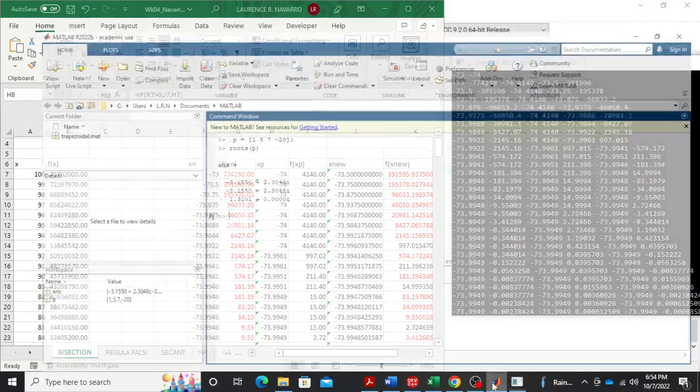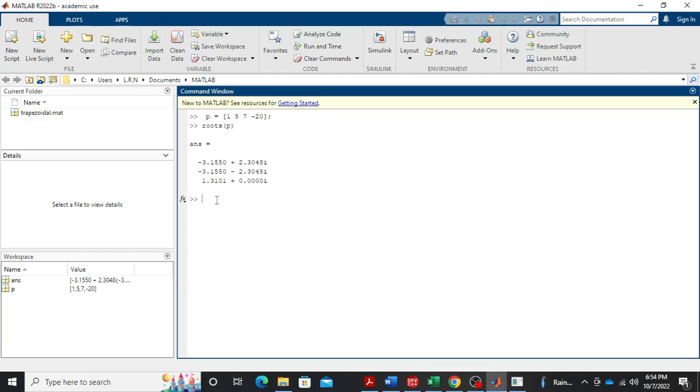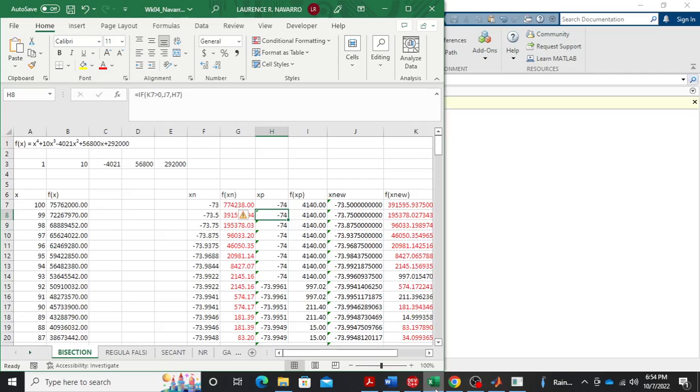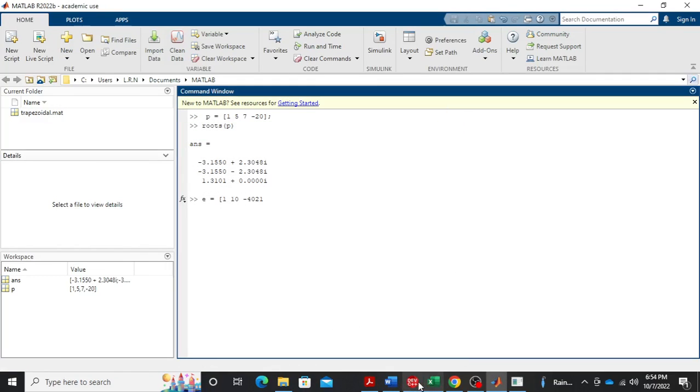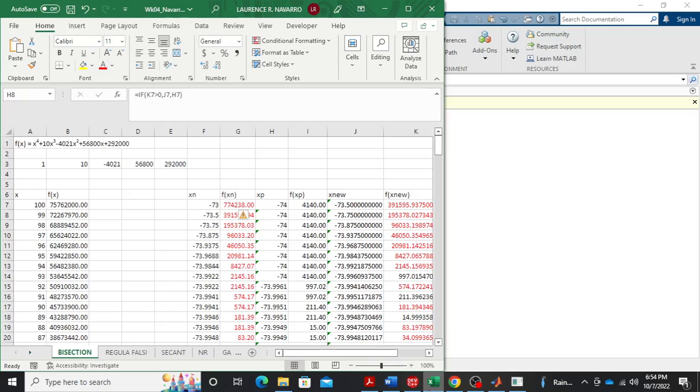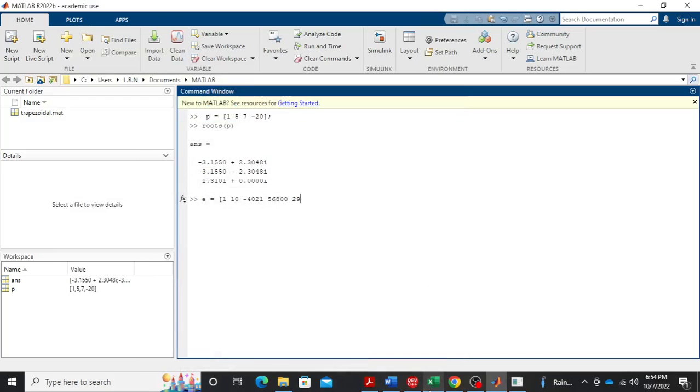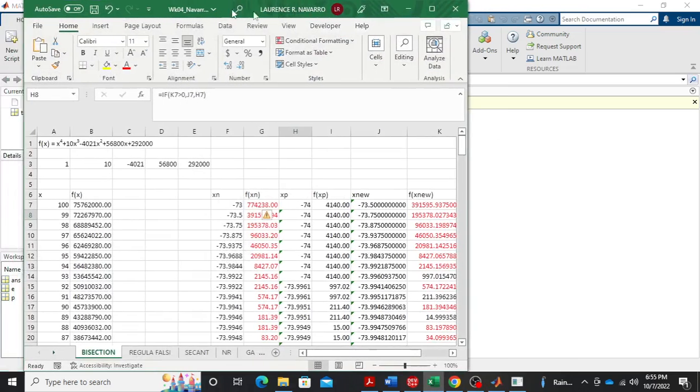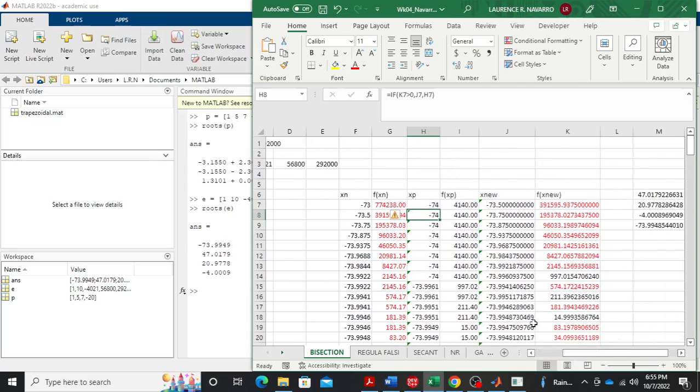Again, we will compare it with the root extraction function of MATLAB. We have here p, another variable, p equals 1, 10, 4021, 56800, 292,000. We obtained the same results as our Excel and the program we used in the C++ compiler.